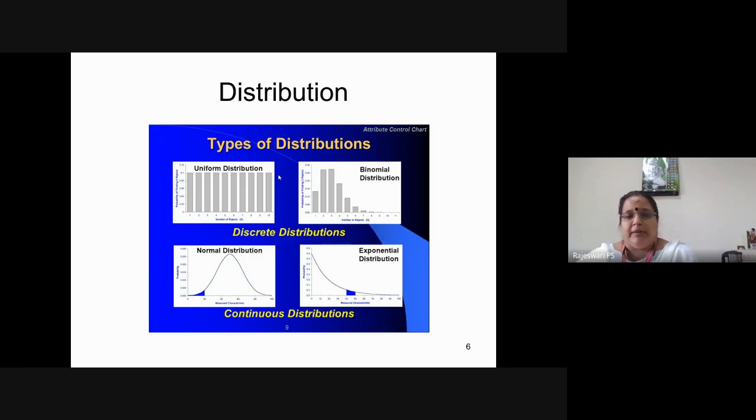Next one is binomial distribution. When you ask your question like this, true or false, yes or no, your response will fall like this, neither here nor there. So too many binomial questions or dichotomous questions will spoil your analysis. You can't do much analysis because your distribution will be like this, which is called binomial distribution.